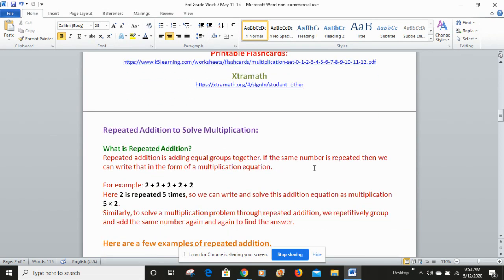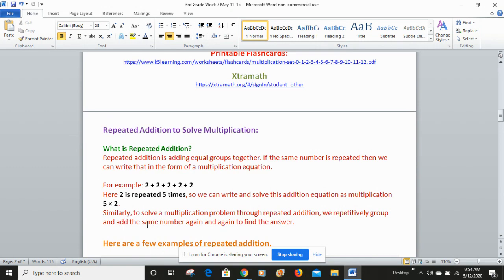The second part of today's activity says write a repeated addition for one of the multiplication facts. And what is repeated addition? Repeated addition is adding equal groups together. If the same number is repeated, then we can write that in the form of a multiplication equation. So if I see 2 plus 2 plus 2 plus 2 plus 2, we see that 2 is repeated 5 times. So we could write and solve the addition equation as multiplication, 5 times 2, 5 groups of 2.